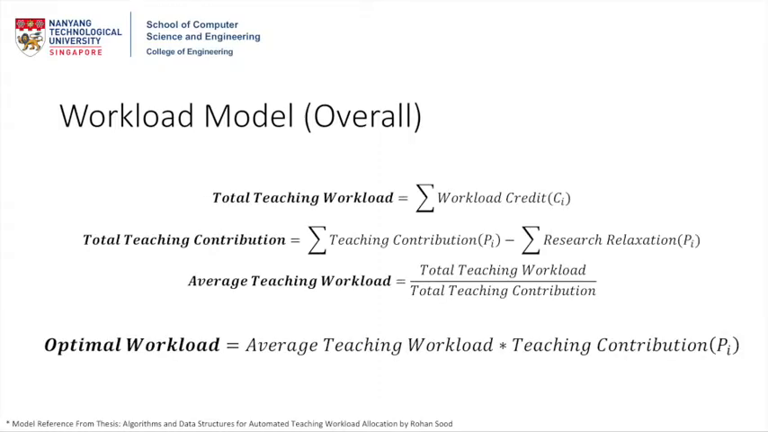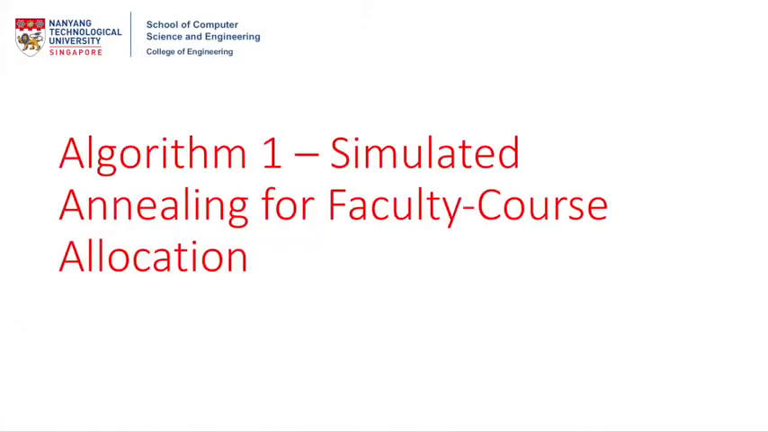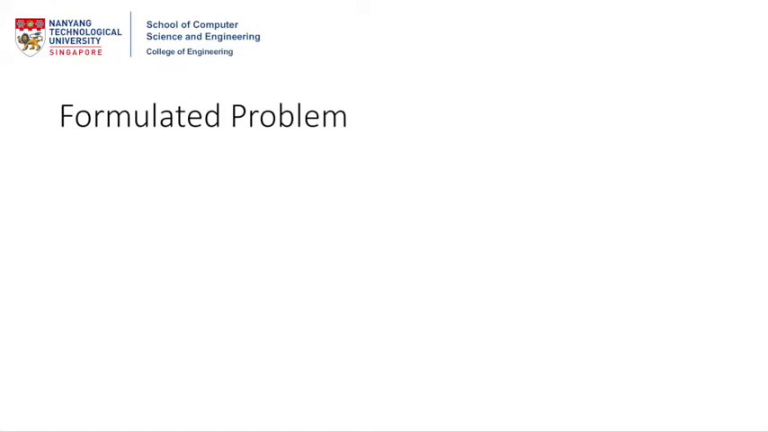Using the 3 components derived, the summary is as such. Total teaching workload is equal to the summation of all the course's teaching event workloads. Total teaching contribution is the summation of the faculty's teaching contribution minus the summation of the total faculty's research relaxation. With these values, we are able to get the average teaching workload by dividing the total teaching workload with the total teaching contribution. Using the average workload, we can find the optimal workload of each faculty by simply multiplying with each individual teaching contribution.